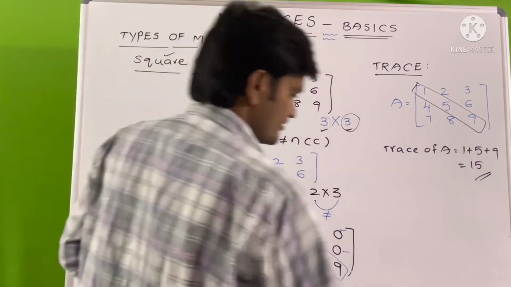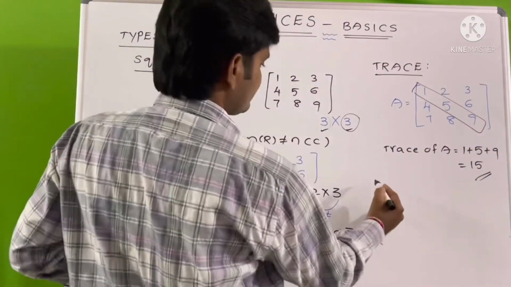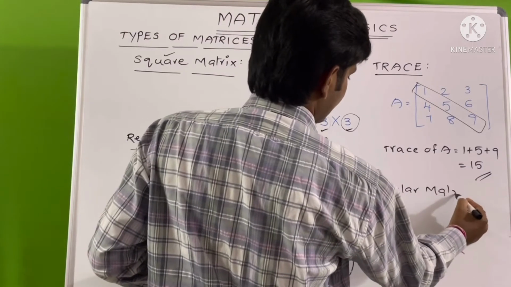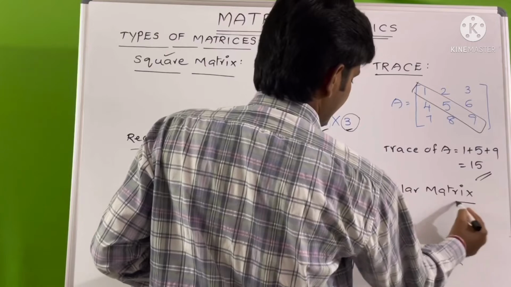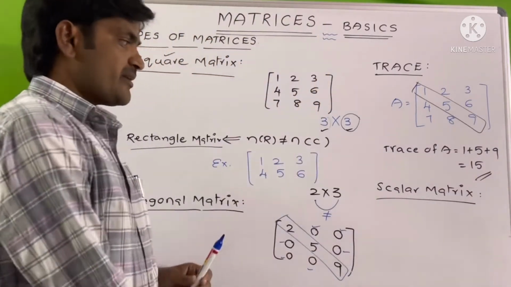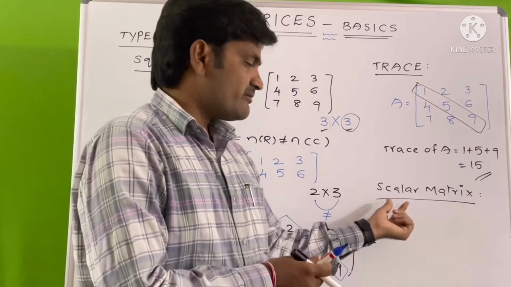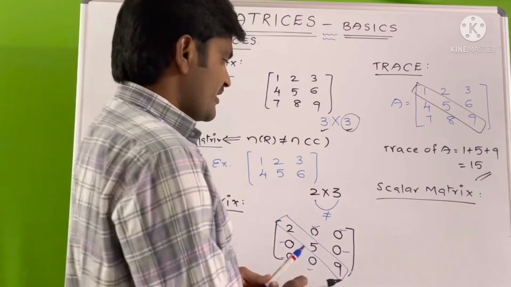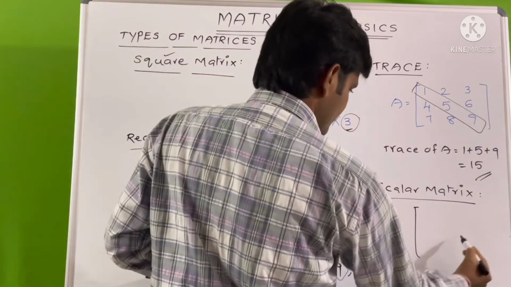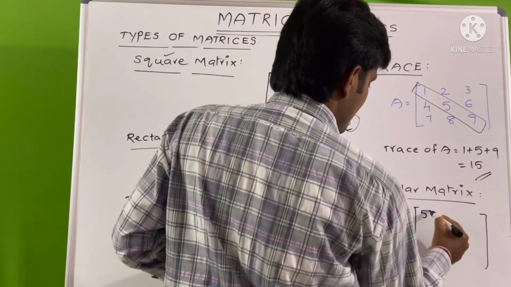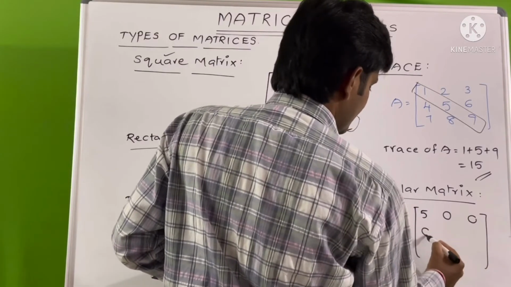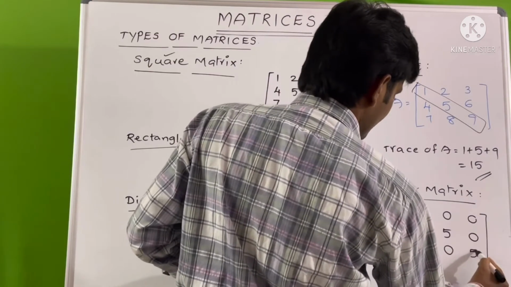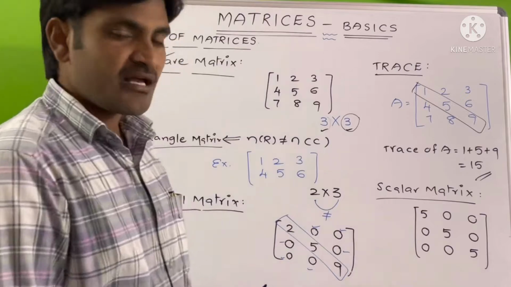So the next definition is scalar matrix. First of all I will give an example for scalar matrix. After that we discuss what the definition is. So example, scalar matrix: 5 0 0 0 5 0 0 0 5. So this is known as a scalar matrix.